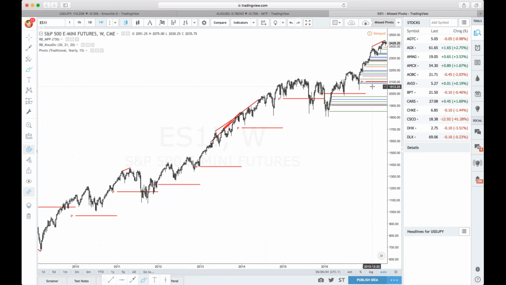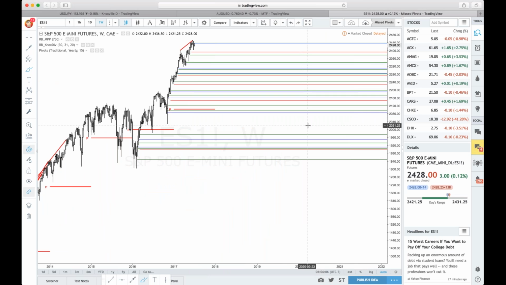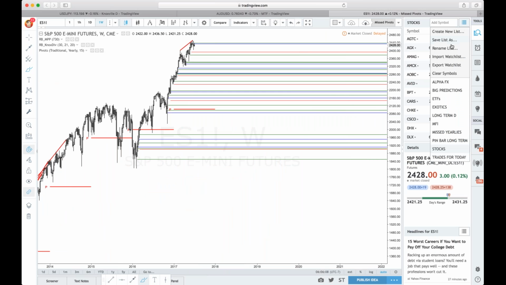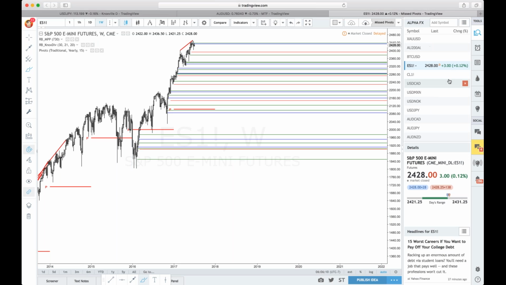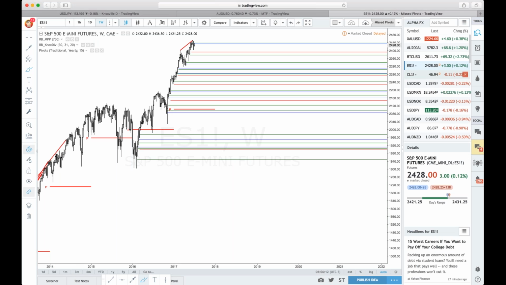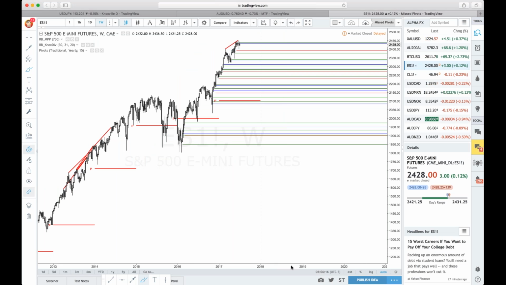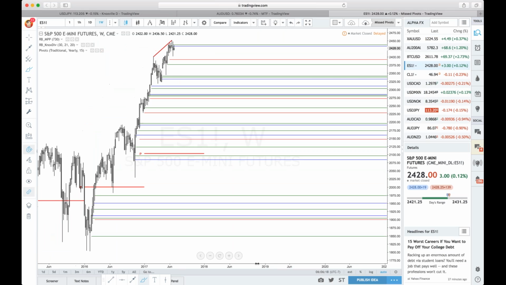So let's go back to where we were just a bit ago. Here we are on the weekly chart of the S&P E-minis. Yeah, that's the one I like to look at. That's fine. And here we are.